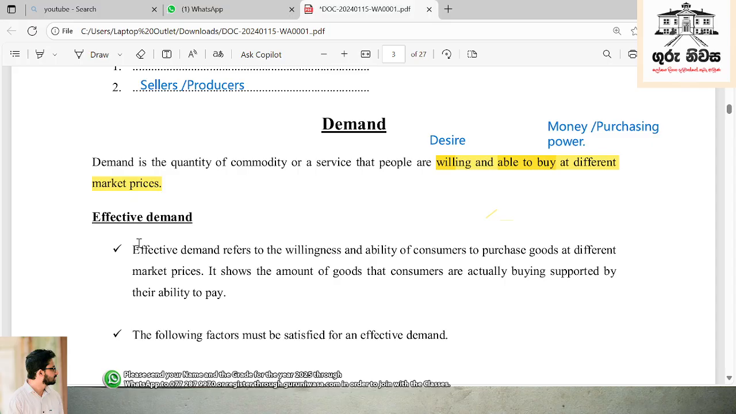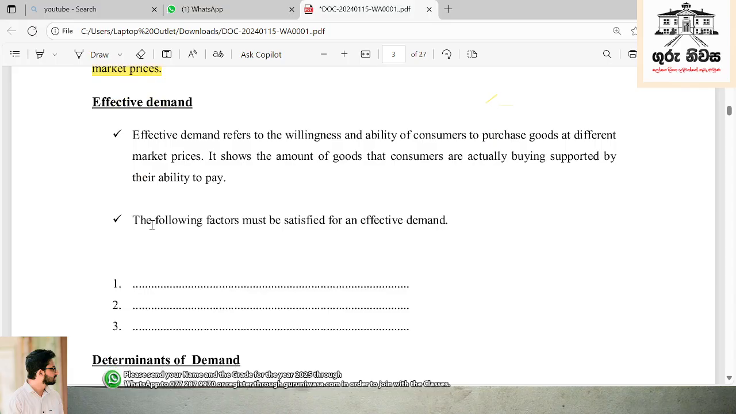So for an effective demand, mainly three conditions must be fulfilled. Remember, now you already know two: desire and money, yes, we should have those. Another thing should be there. Effective demand refers to the willingness and ability of consumers to purchase goods at different market prices. It shows the amount of goods that consumers are actually buying, supported by their ability to pay.